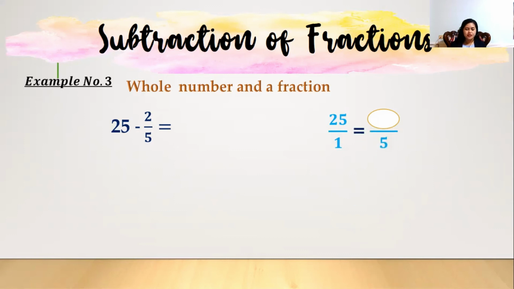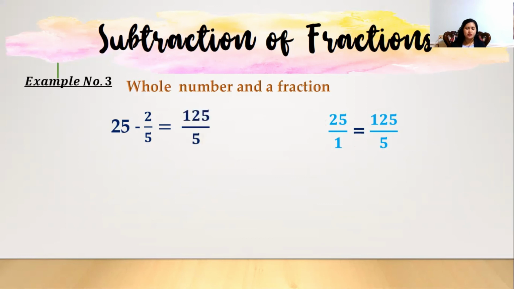So for us to subtract these two, we need first to rewrite the two as similar fractions. Meaning, we need to change the denominator of our whole number into 5, since 5 is the denominator of the given fraction. So 5 divided by 1 is 5. 5 multiplied by 25, the result is 125 over 5. So this is the new form of our whole number. It is equal to 125 over 5.